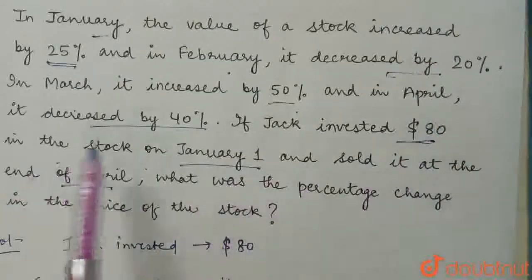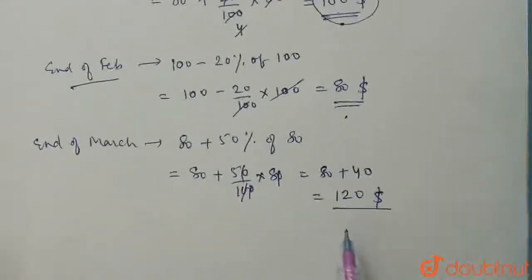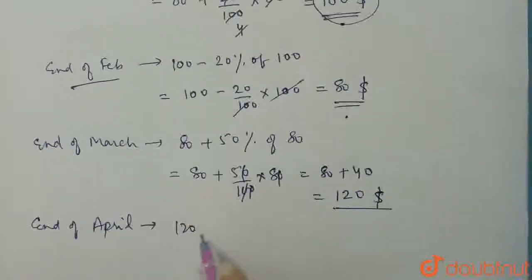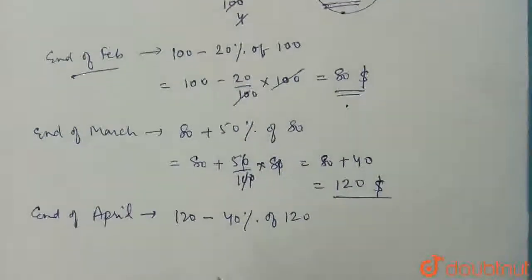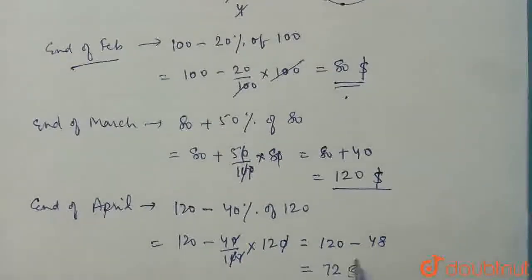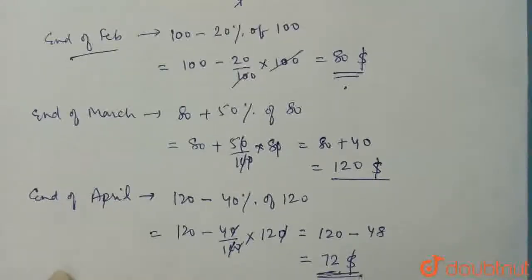So now at the end of April the investment is decreased by 40%. So at the end of April, 120 is decreased by 40%. So end of April is 120 minus 40% of 120, because a decrease is there. So 120 minus 40 upon 100 into 120, zeros get cancelled. This becomes 120 minus 48, and this becomes 72. So at the end of April Jack is left with $72.